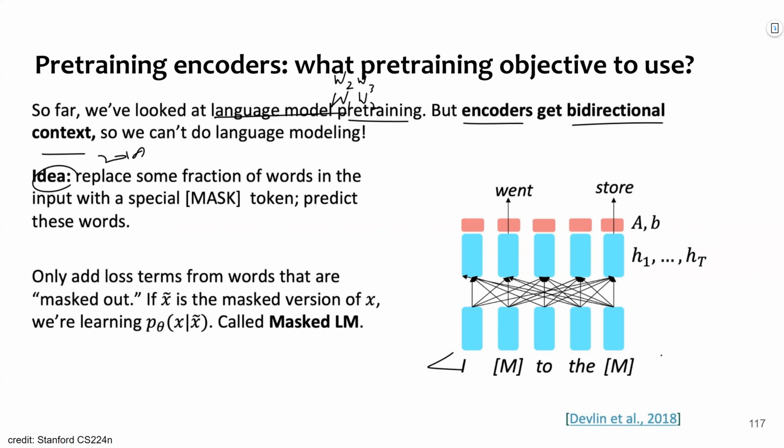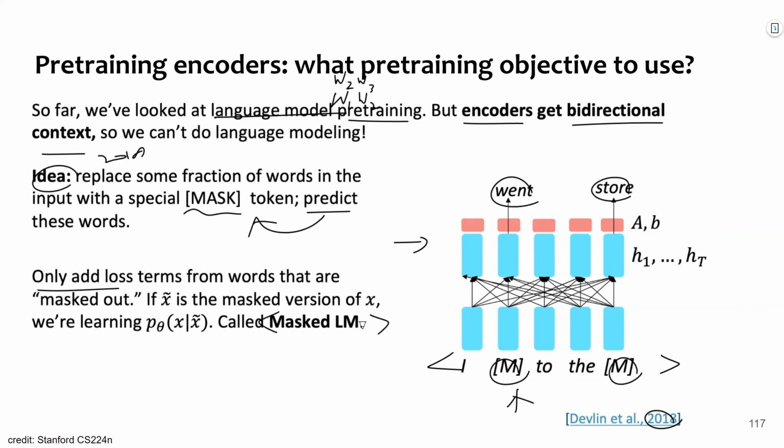Because we have the whole sentence, what this paper proposed was masking some parts of the sentence and letting the model predict these masked tokens. In this example, I went to the store is the input sentence. However, we masked out the words went and store. We just pass mask tokens to this encoder, and the encoder's job is to predict the words went and store. We are only going to add loss terms from words that are masked out. This scheme is called masked language modeling. This is how we are going to train encoders.